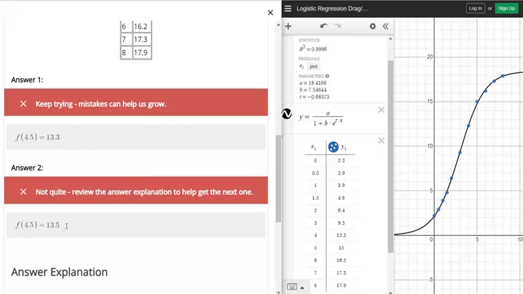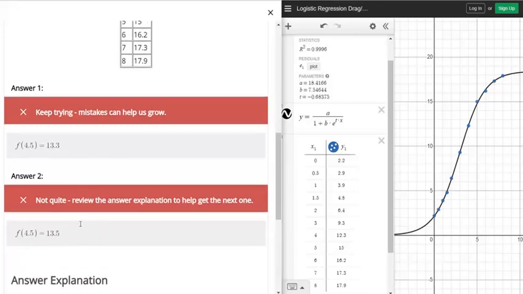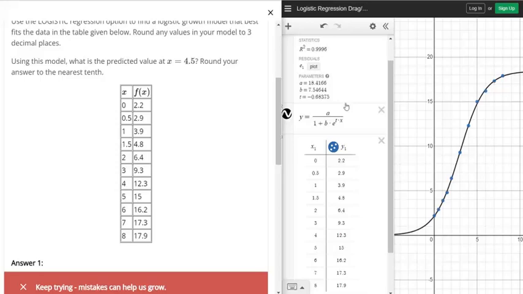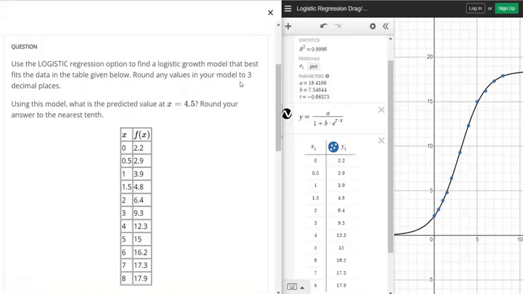So just for this student, it looks like they had the right idea. Maybe just rounding was the issue. When you do these problems, look, they said to 3 decimal places. So I used 3 decimal places with the regression equation, but in my final answer, I rounded to the nearest tenth.